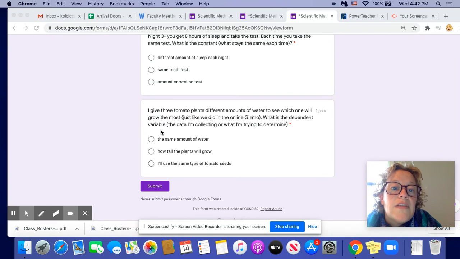And if you remember, that's the variable that means the data I'm collecting or what I'm trying to determine. So what's the dependent variable? Is it the same amount of water, how tall the plants will grow, or I'll use the same type of tomato seeds? Which one is the dependent variable? Look again at the definition.